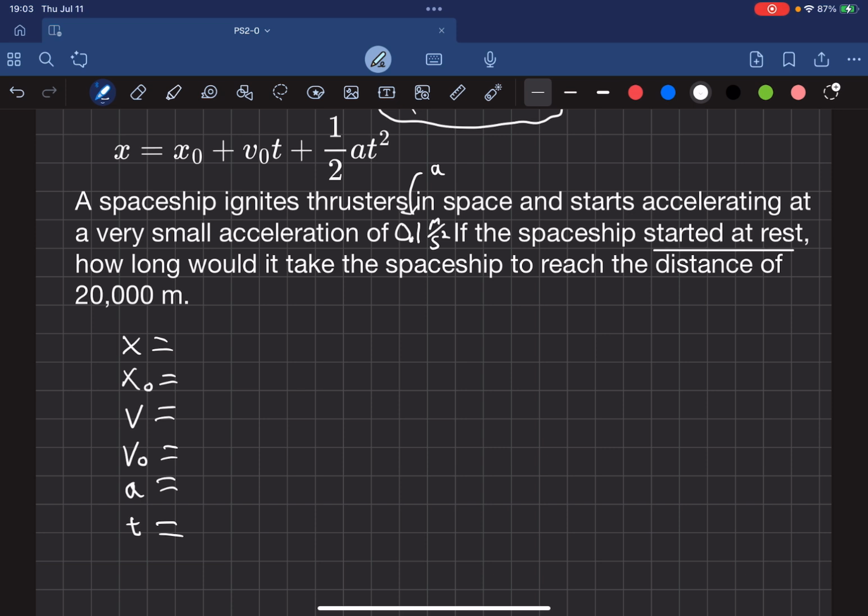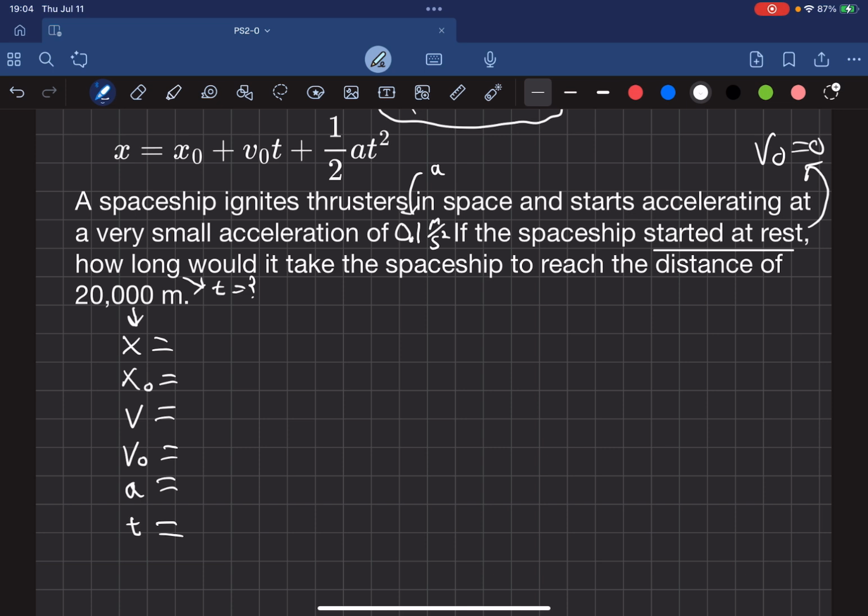If you read a physics problem and it says started at rest, or starts at rest, or comes to rest, what it's saying is velocity is 0. So that's our initial velocity, and it's 0. How long? That's a key word for time. So time is a question mark. We don't know it. Would it take the spaceship to reach a distance of 20,000 meters? So that right there is our final position.